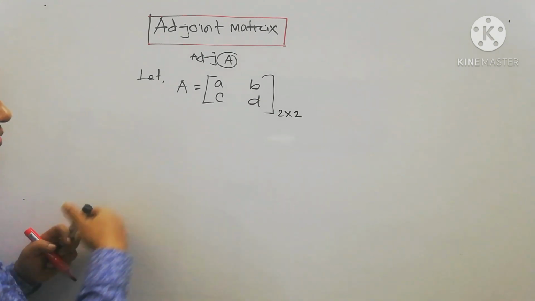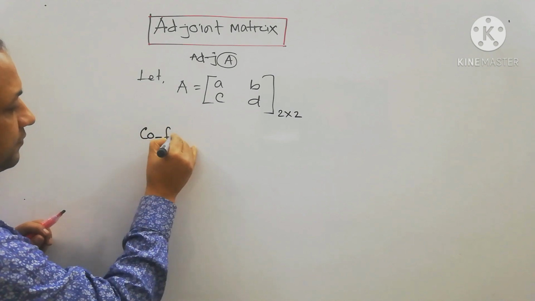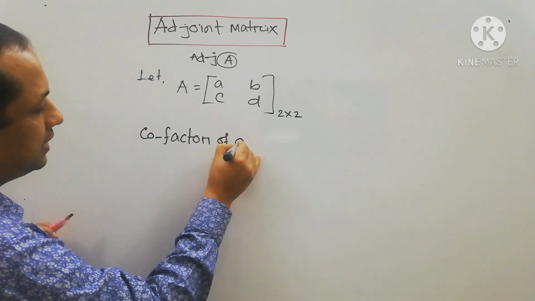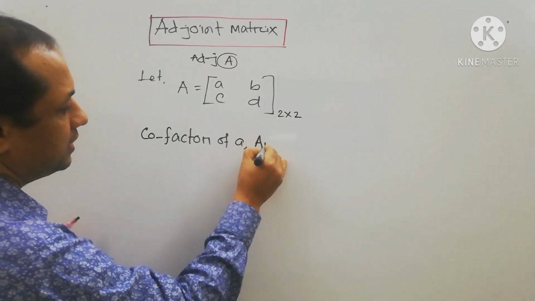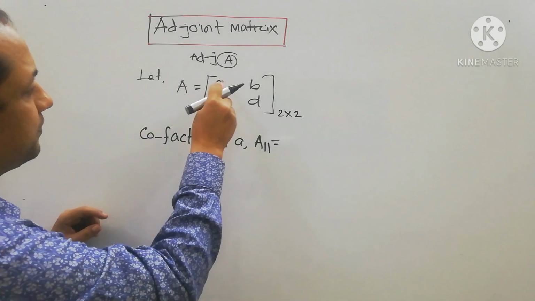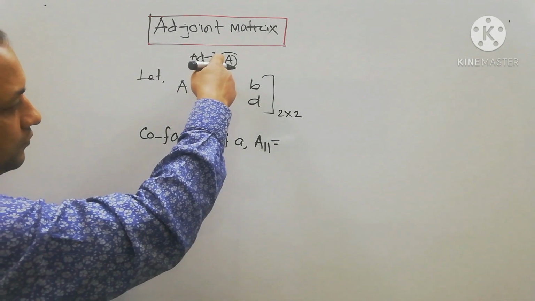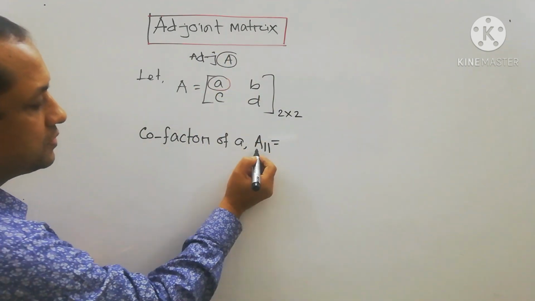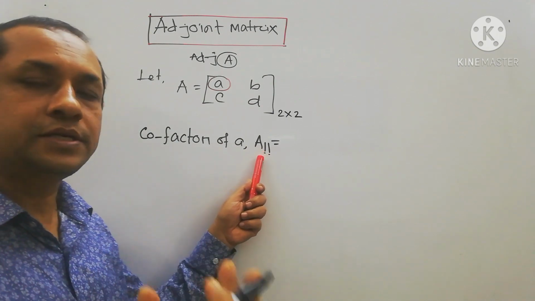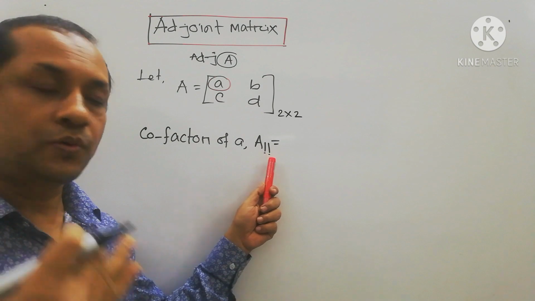Now cofactor of A, it is denoted by A11. Here in matrix A, the entry A is in the first row and first column, so it is denoted by A11. The first number indicates the row and the second number indicates the column.